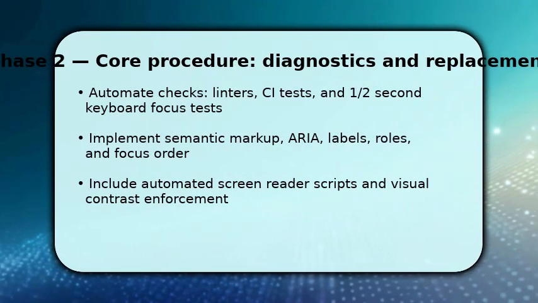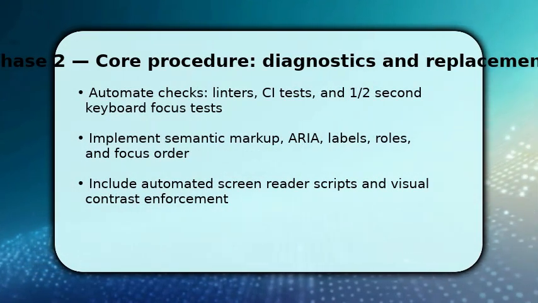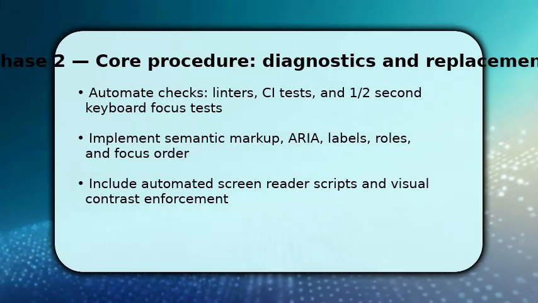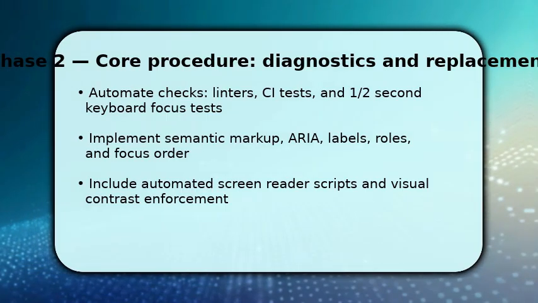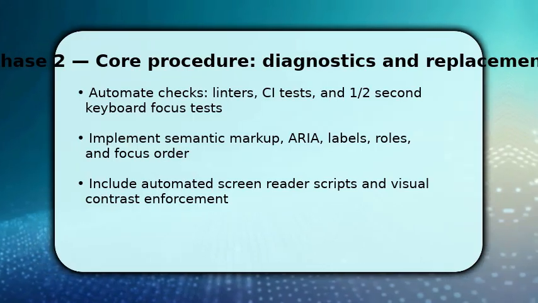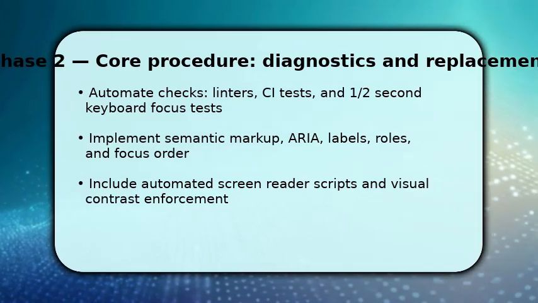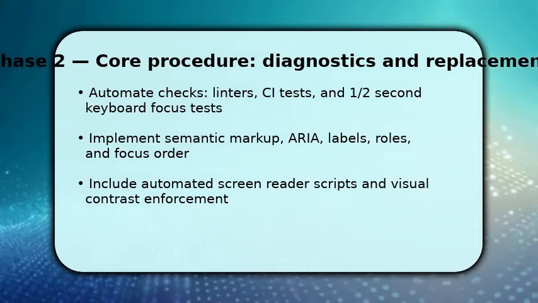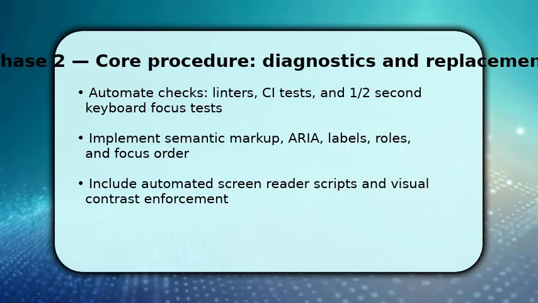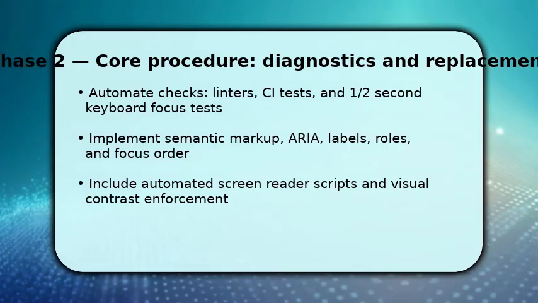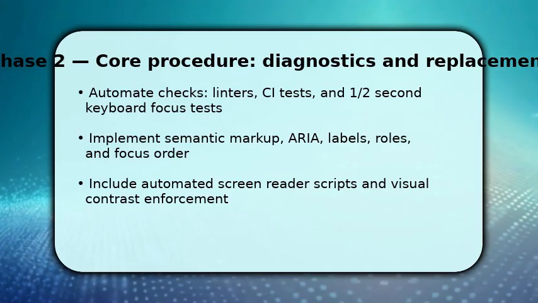You now integrate accessibility into the build pipeline so features stay on. Add automated linters and CI tests that fail builds on missing labels, poor contrast, or broken focus order. This enforces standards automatically. Implement semantic markup and ARIA roles, and make sure focus order follows reading order. This is how screen readers and keyboard users succeed.